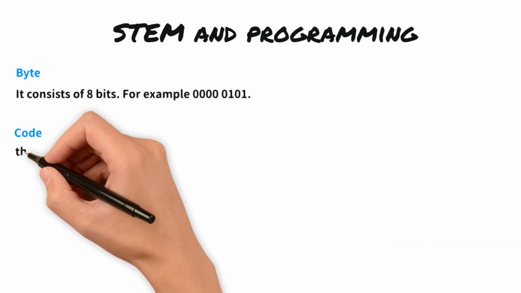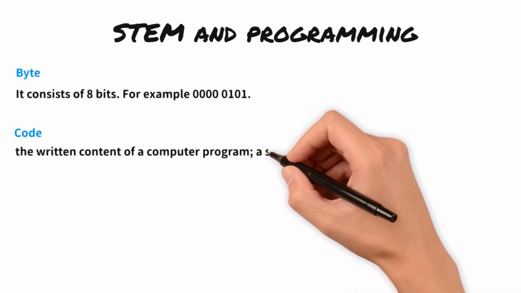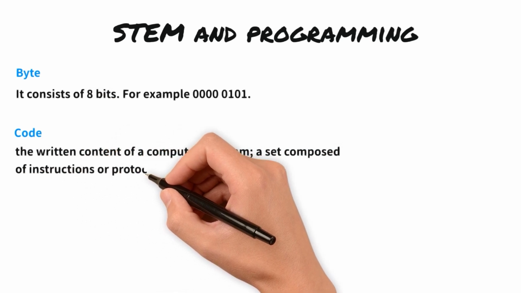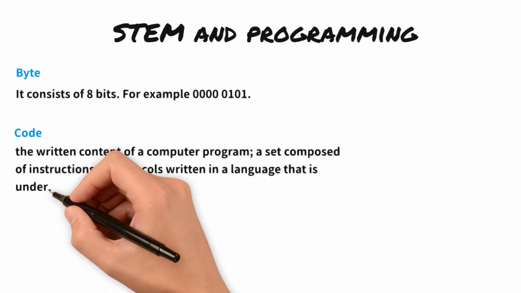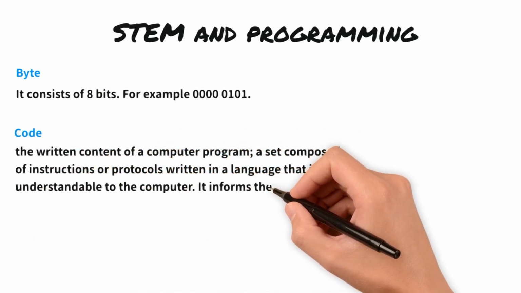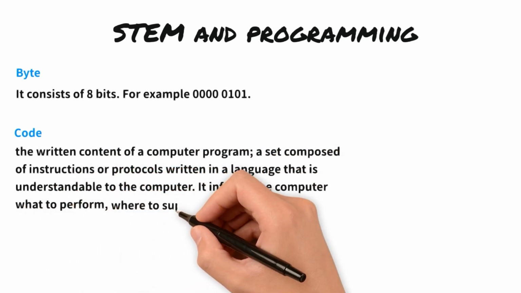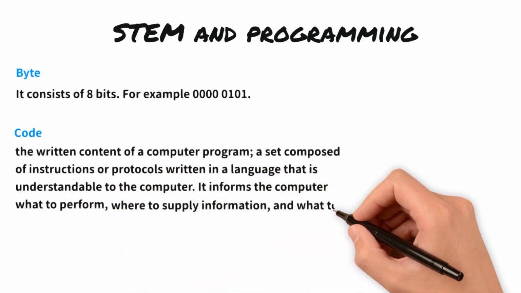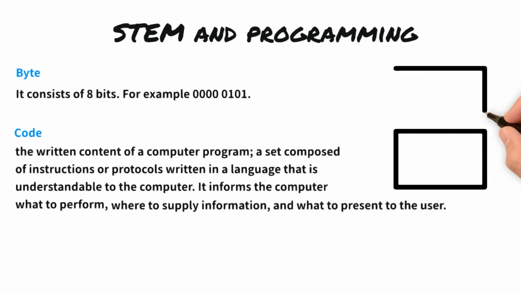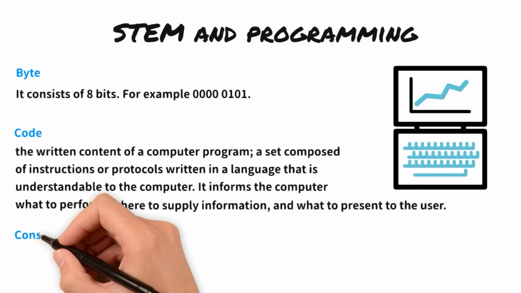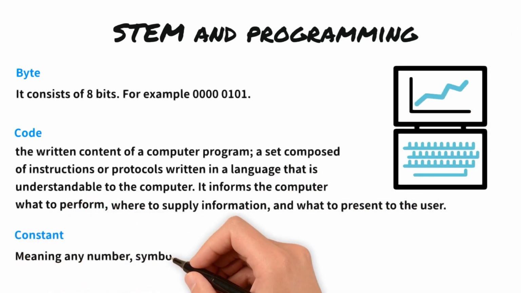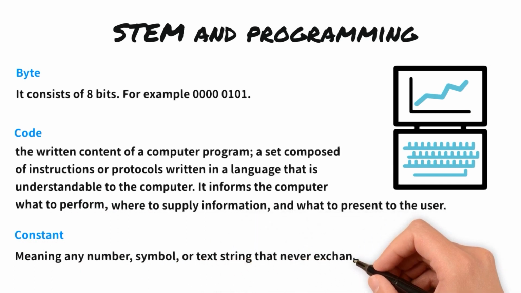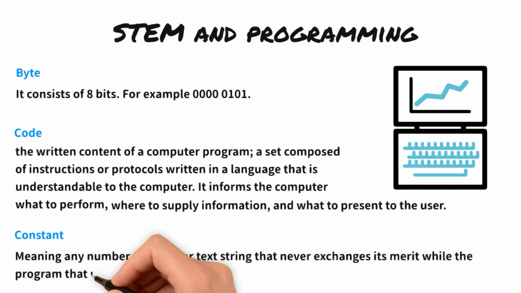00000101. Code. The written content of a computer program, a set composed of instructions or protocols written in a language that is understandable to the computer. It informs the computer what to perform, where to supply information, and what to present to the user. Constant, meaning any number, symbol, or text string that never changes its value while the program that uses it is running.